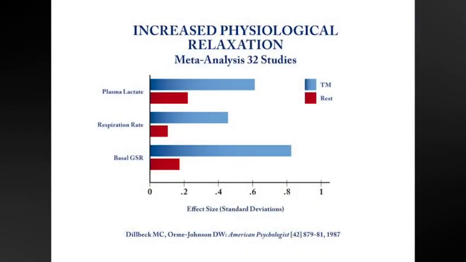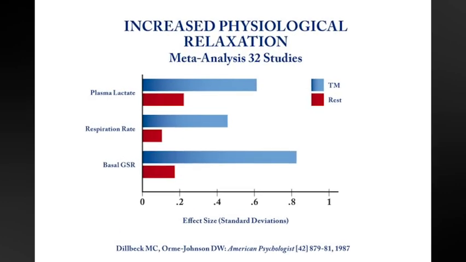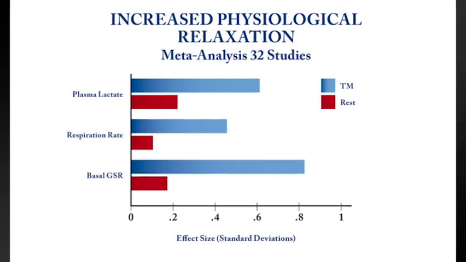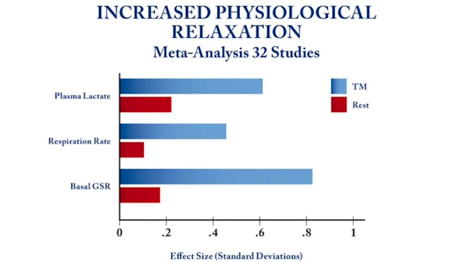And this published research compares the rest through transcendental meditation, shown in blue, with the rest that is gained through conventional relaxation, rest, or sleep. And it shows that the level of rest through TM is much more profound. And deep rest is the most powerful antidote to stress.